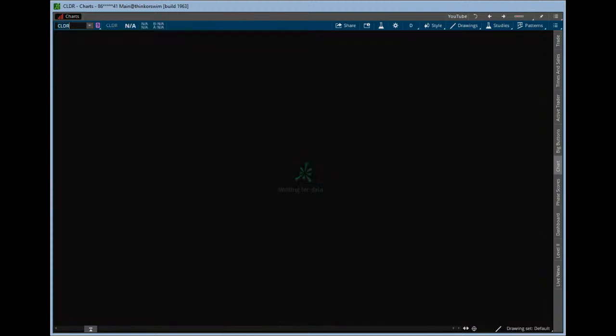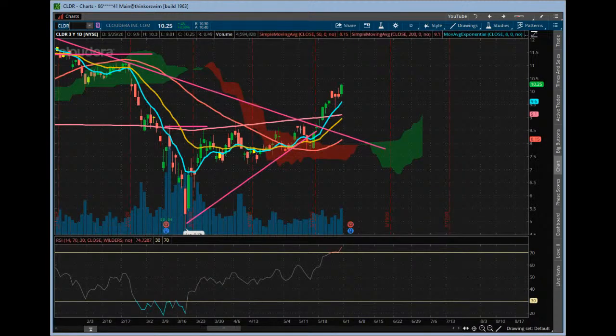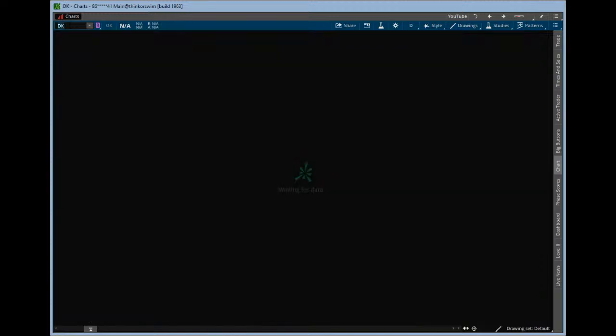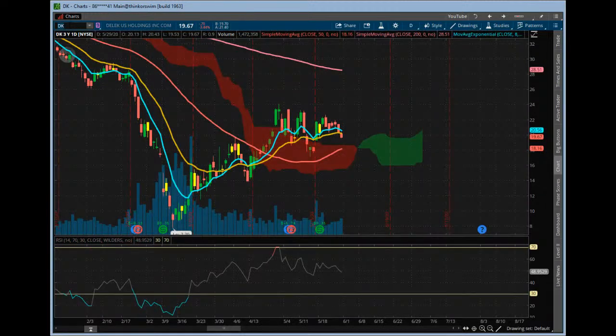CLDR. Great candle, earnings this week. I like the volume and I like the candle. DK. Okay, yeah, pulling back right there. Looks like it might want to come back here and test the cloud if that wants to get some more downside movement.